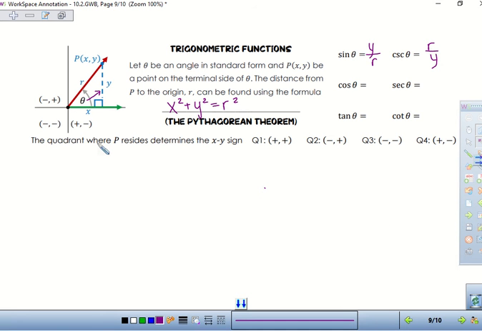Now cosine is what over what? Anybody know? Adjacent over hypotenuse. So the adjacent side to theta is x over the hypotenuse r, which means secant is r over x. And tangent is opposite, which is y, over adjacent. And cotangent is the opposite of that, which is x over y. So does everybody see where I got those fractions from, looking at the picture of the triangle in terms of theta, using trig functions?